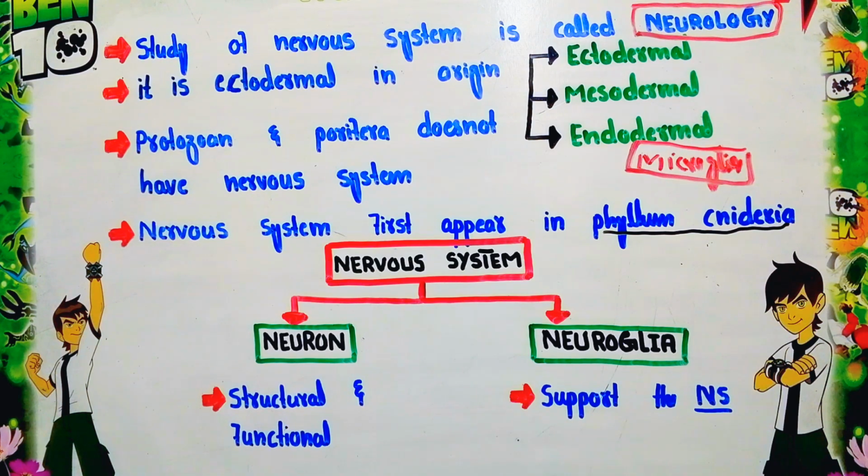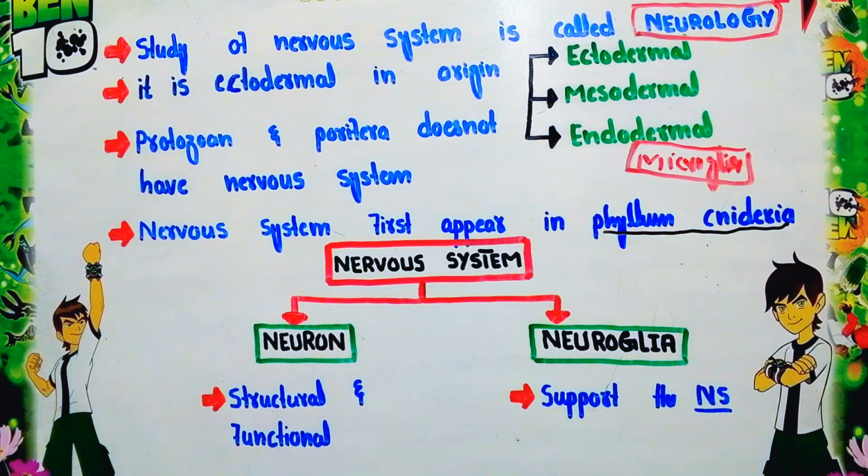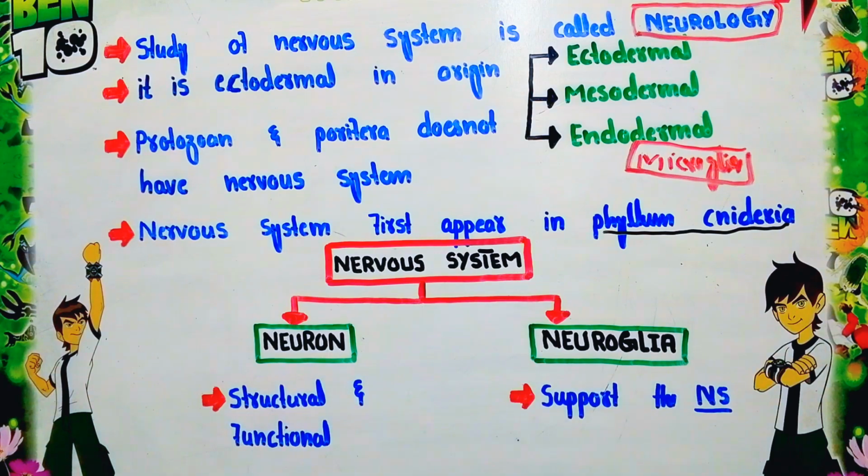Now what are the components of the nervous system? The nervous system is composed of two important parts. The first is the neuron, while the second is the neuroglial cells. In the following lecture we will discuss what neurons and neuroglial cells are, but here we will define them shortly.